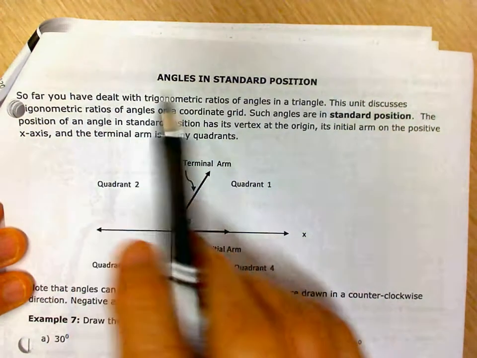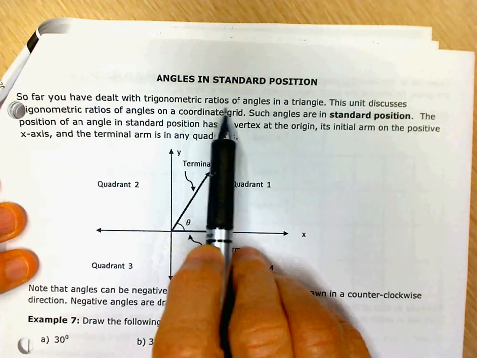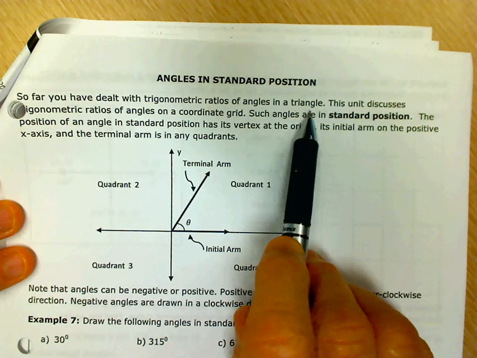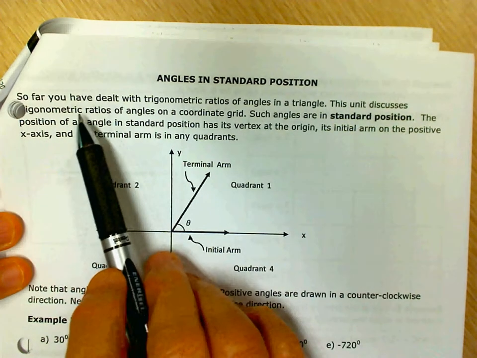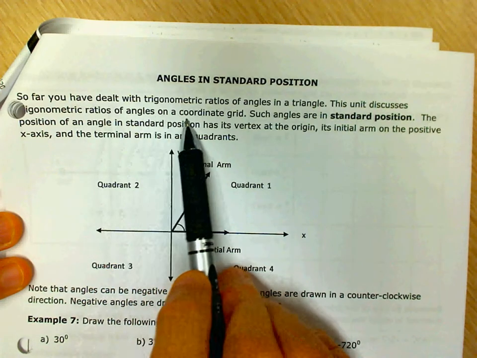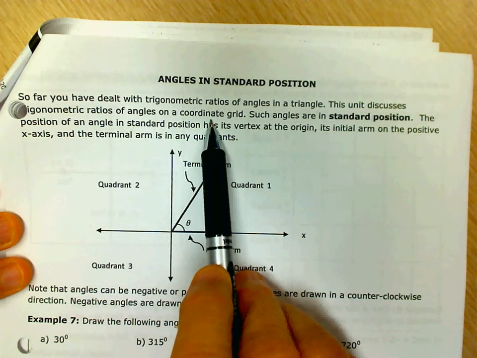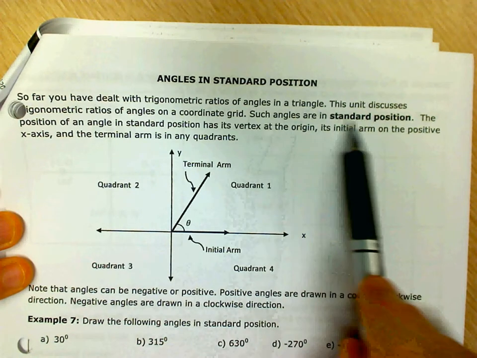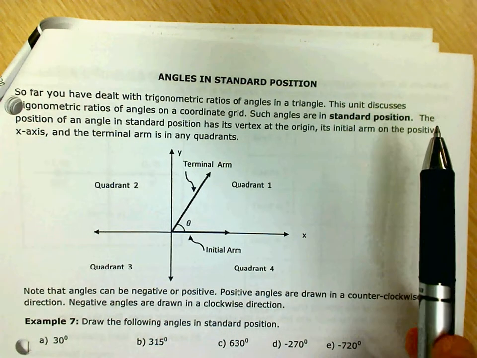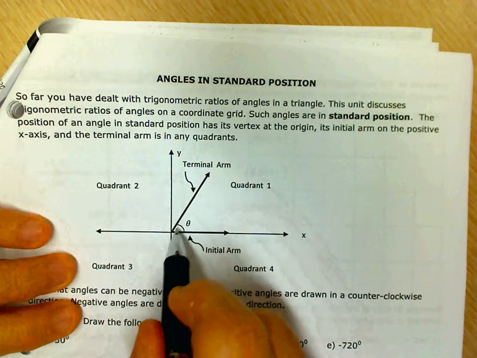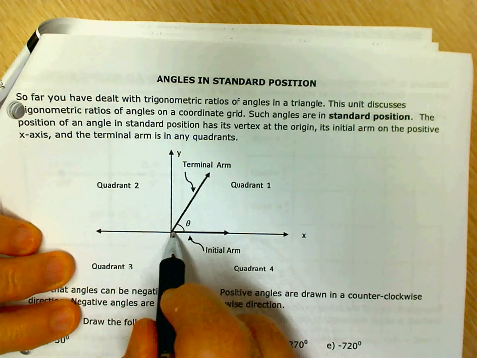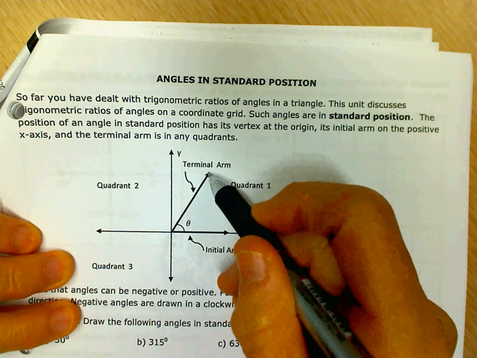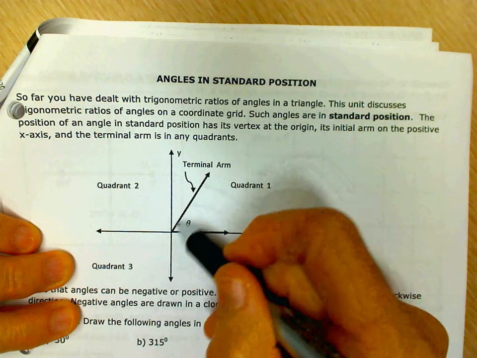So far, you've dealt with trig ratios in a triangle. That's all you've done, okay? So this unit discusses trig ratios of angles on a coordinate grid, the XY axis. Such angles are in standard position. Always, the initial arm lies on the x-axis just like this, and the terminal arm is what ends our angle.